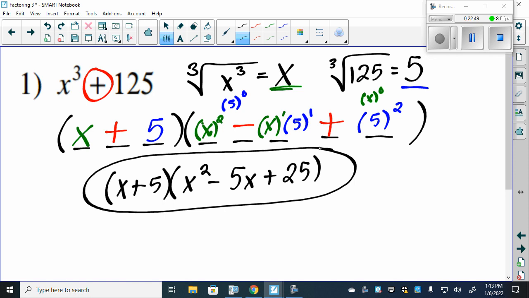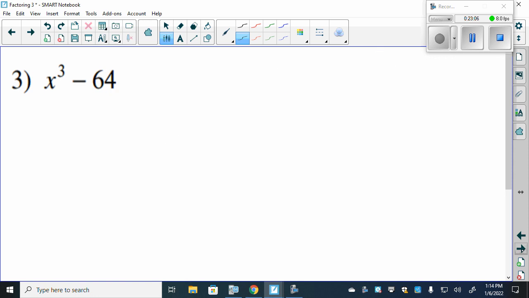A little bit easier than what y'all thought this was going to be. Maybe a little bit. But that's all we have to do. Because once we find the two terms, we set it up and just plug it in respectively. Any questions on this here? We have a few more that we'll do. Let's look at this one here. X cubed minus 64.